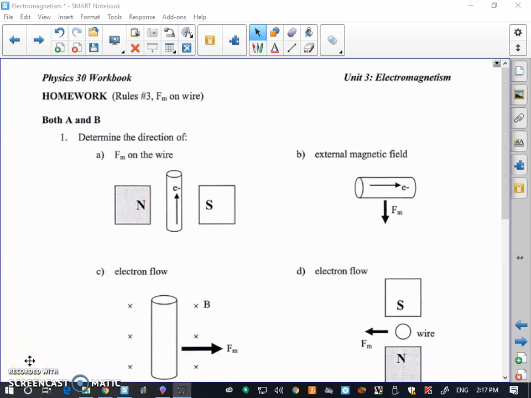Okay, Physics 30s, back again here. Page 56. Let's do some of these practice questions together so we get a good understanding of this. So we're looking at the rules, right? Number 3, magnetic force on a wire.